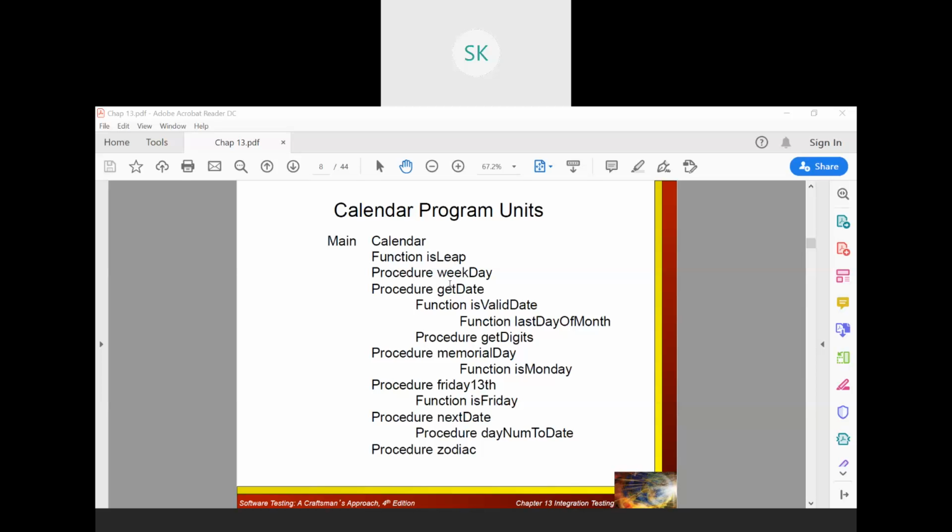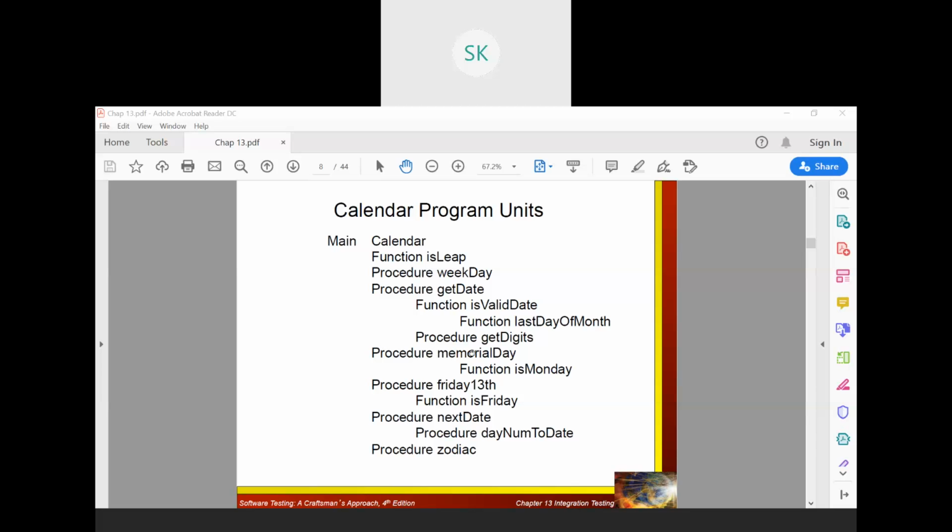With respect to the leap year check, you then need to create a procedure or function for weekday identification. Get the date: the function checks whether it is a valid date or invalid date. If it is a valid date, then you need to get the last day of the month. Then a procedure to get the digits. What are these digits? We need them because a lot of numbers will be involved, and if you want to get those numbers, you need a procedure called get digits.